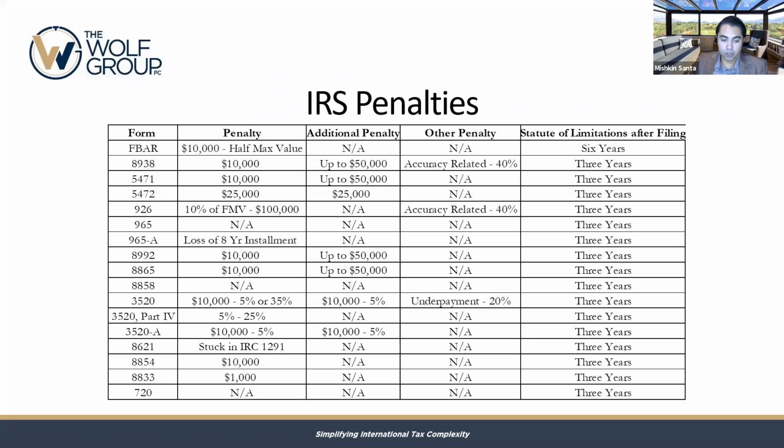And this is why at the Wolf Group, we do a lot of these forms. We have to put so much attention, time, and due diligence into them, because if you get it wrong, this is what the result could be.